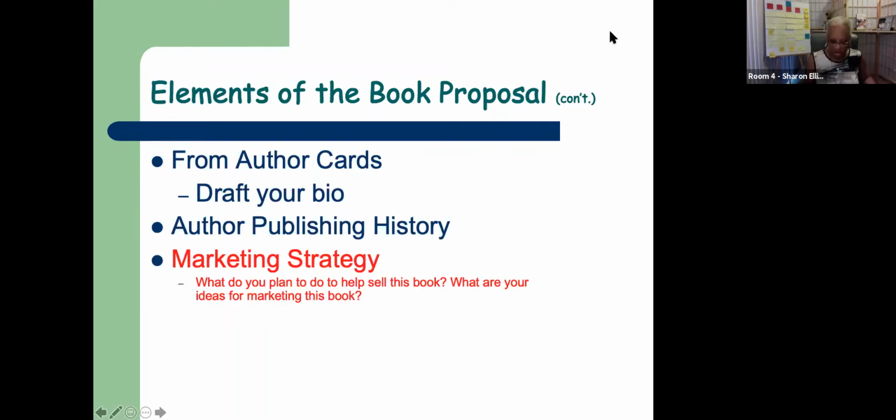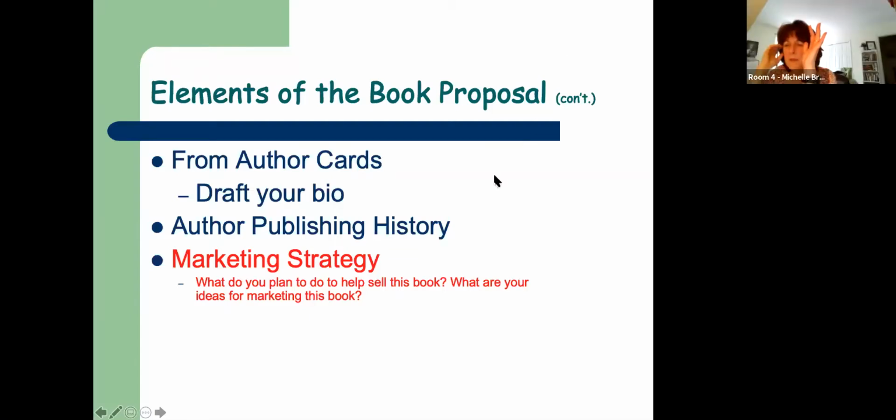Okay. This is in red because it's that important. Marketing strategy. What do you plan to do to help sell this book? What are your ideas for marketing? Okay. If you're going, I don't know, I don't even know, then you need to ask somebody, right? Get with someone, get with somebody like me, a book developer, let's toss it around. I can give you some ideas and come up with wild stuff, but stuff that you would actually do.